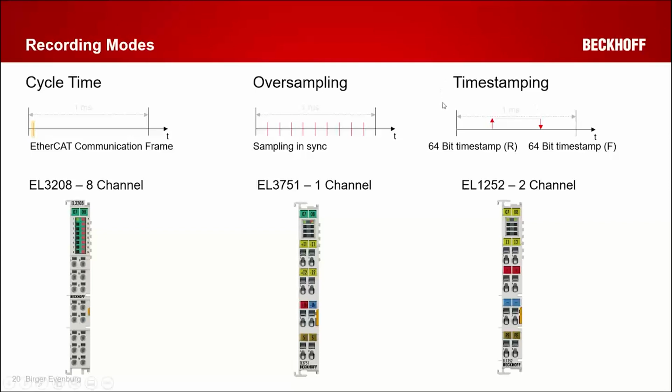And we have another recording mode. This recording mode is the timestamp mode. So the terminal gets a digital input, in this example gets a rising and a falling flag. Next to the data of the input, the terminal records a 64-bit timestamp for the rising and falling flag. And so you can use these very exact timestamps to calculate other data like rounds per minute.